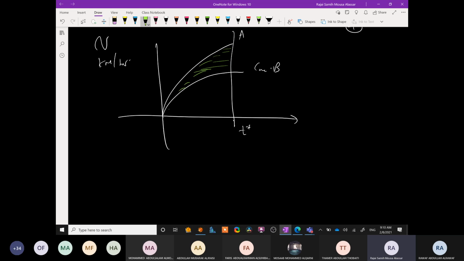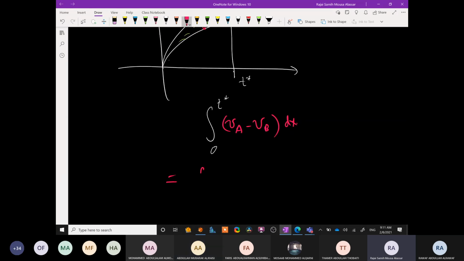What's the area? It will be the integral from 0 to T star, correct? Yes. You take a strip like this. It will be the velocity of A minus the velocity of B, yes? This is the x.